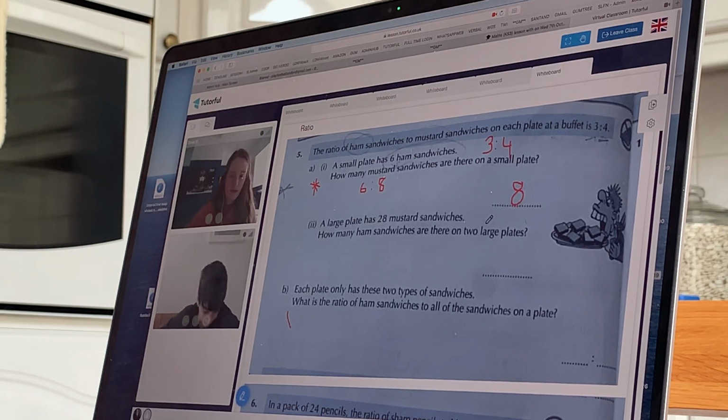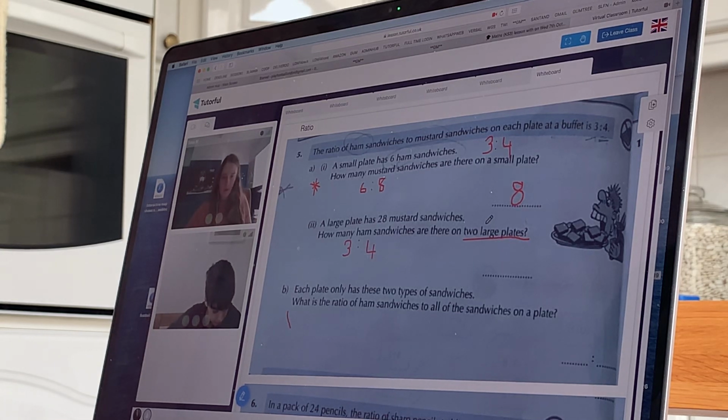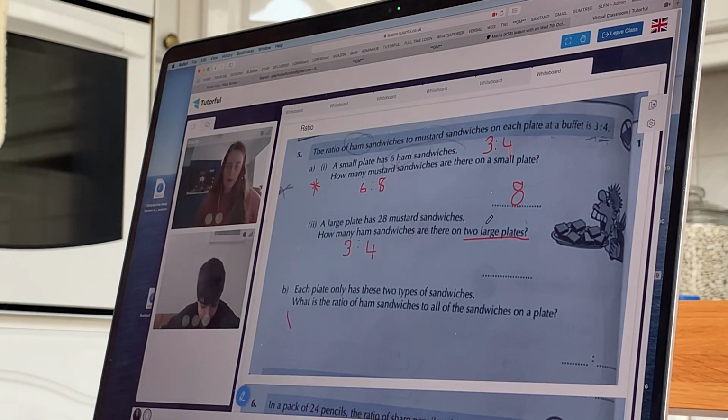Really, really good. So then we're told that a large plate has 28 mustard sandwiches. How many ham sandwiches are there on 2 large plates? This one I did not really understand that well. So can you go through it? Yeah, no problem. So exactly the same method as what you did before, but this time it's a bit tricky because. Wait, I think I know. The mustard sandwiches, 28. Would you have to multiply it by 7?